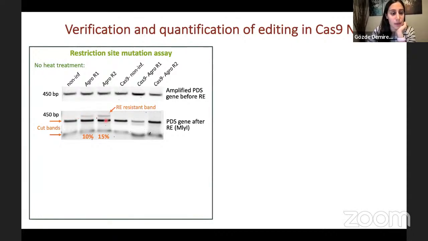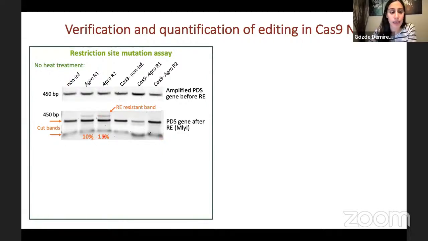Whereas in the edited samples, because the editing is not 100%, we still have cut bands, but we also have a restriction enzyme resistant band at the top. This means that this 15% of the cells did have the edit. So this is how we quantified. And in the negative controls where we didn't have Cas9, there was no editing. So this is without the heat treatment.